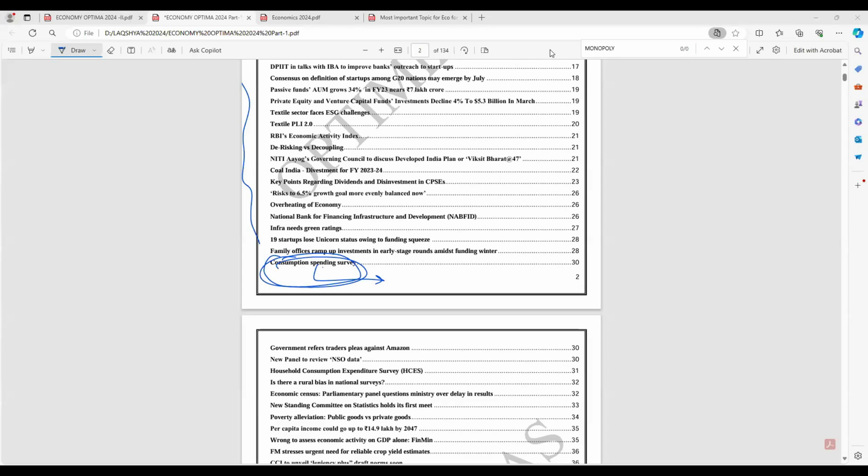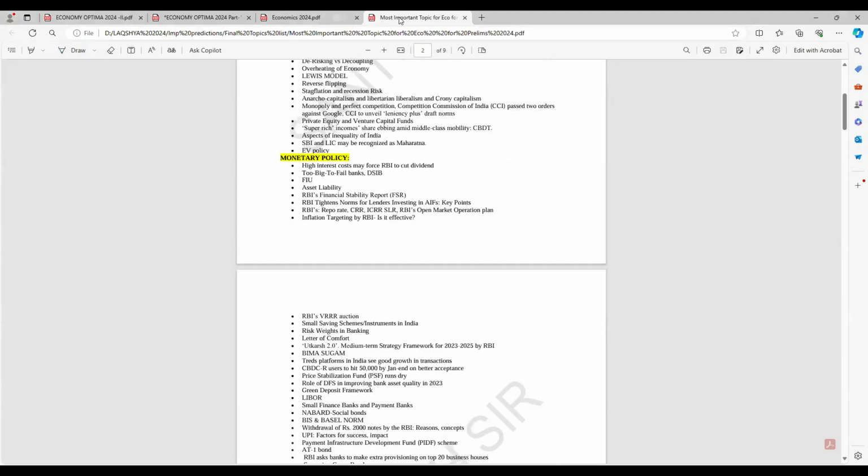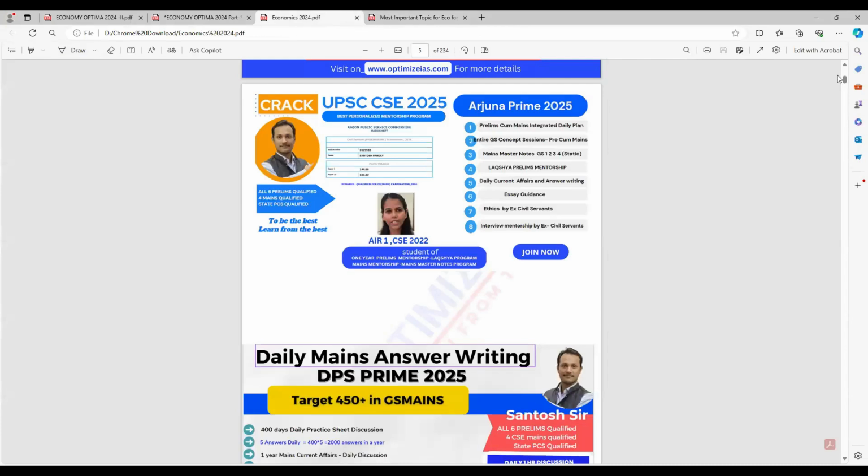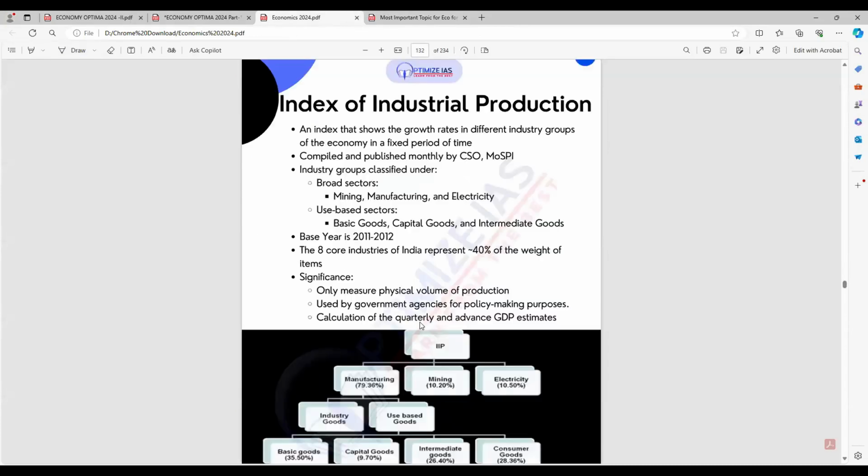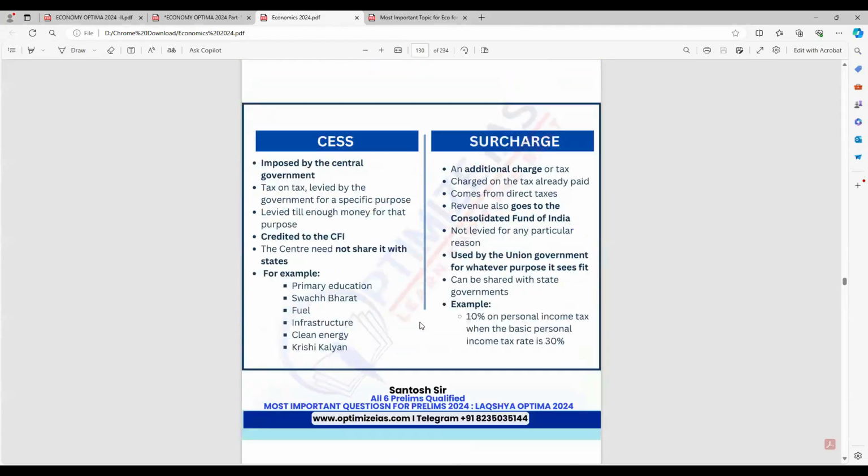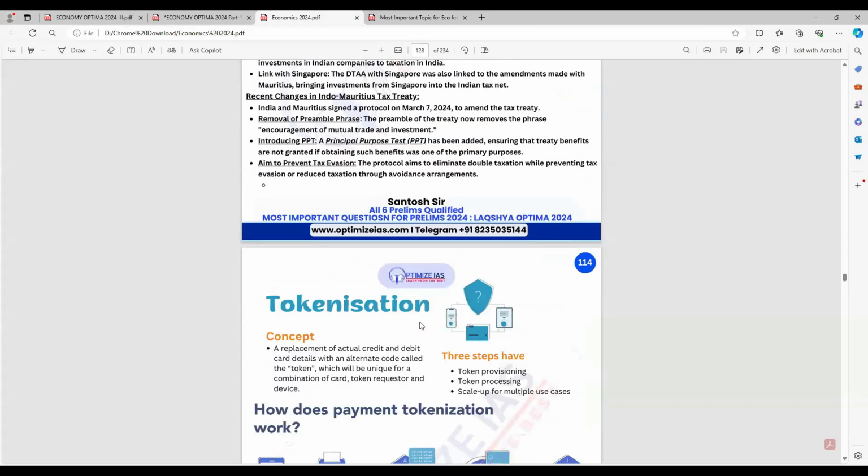Someone is saying card number 105. Let me see this. Card number 105. One second.